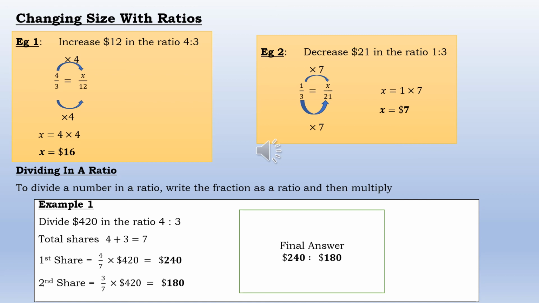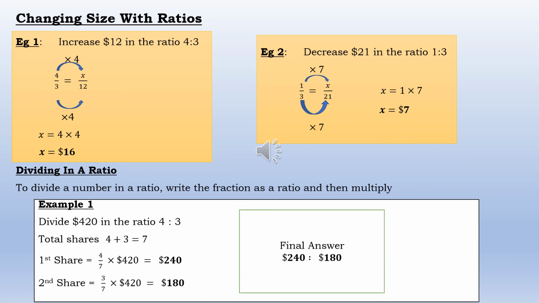Dividing in a ratio. Our next subtopic is dividing in a ratio. That means how would we divide or share something in a given ratio. To divide a number in a ratio, write the fraction as a ratio and then simplify. Example 1. Divide $420 in the ratio 4:3.